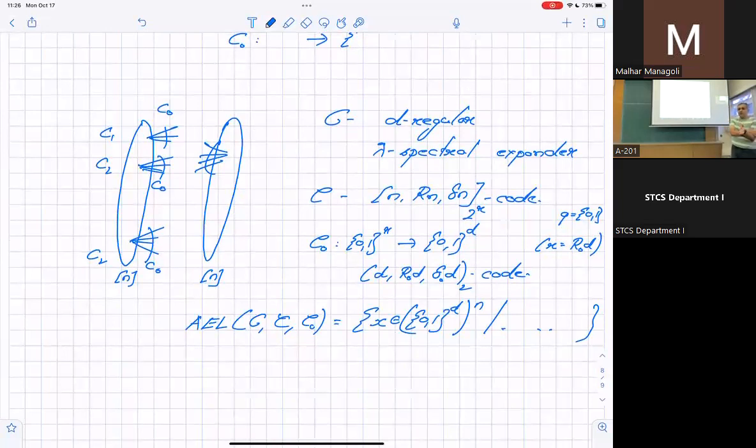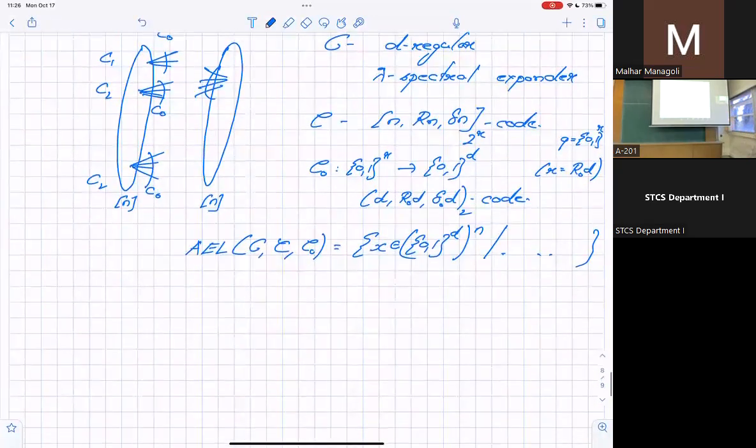Now you have R bits on each vertex. That was because Q was {0,1} to the D naught. You apply C naught, you get D bits, and push those D bits along the edges. That's the AEL construction. Fine.